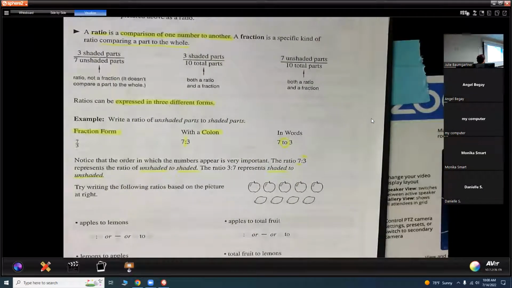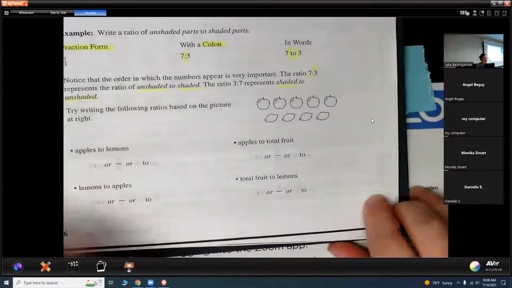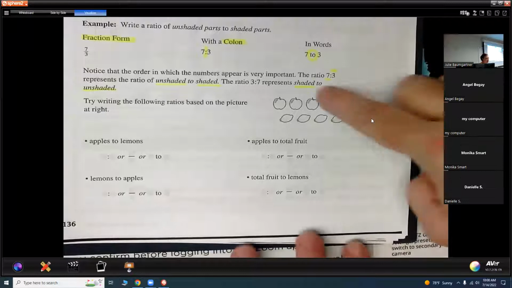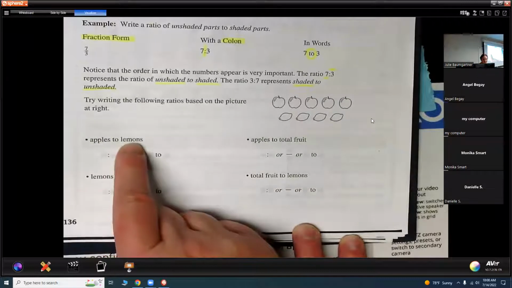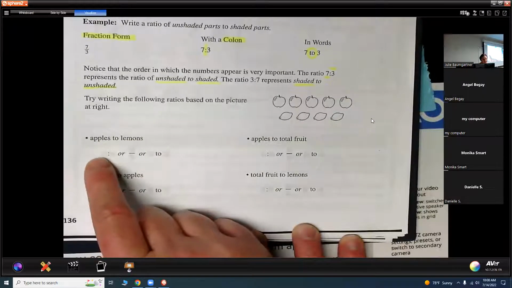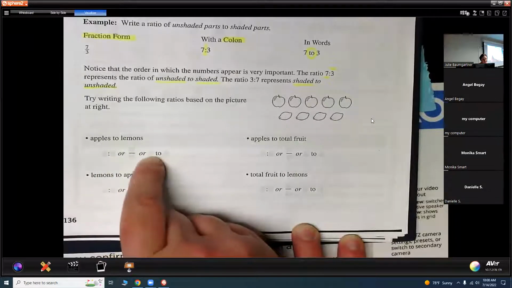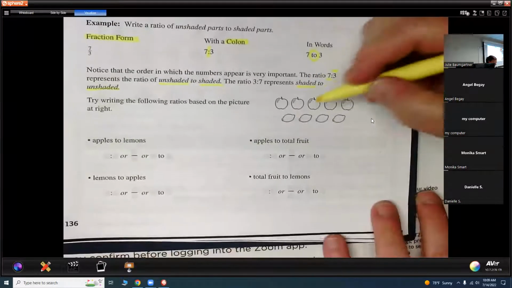Okay. So go ahead and look down at the bottom of this first page. See if you can write out these 4 ratios based on what we see here. So if we have the ratio of apples to lemons, you're going to say how many apples are there, how many lemons are there, and then write it again in the word form, okay? So I'll let you work on these 4 just to warm up. Let me know when you're ready.